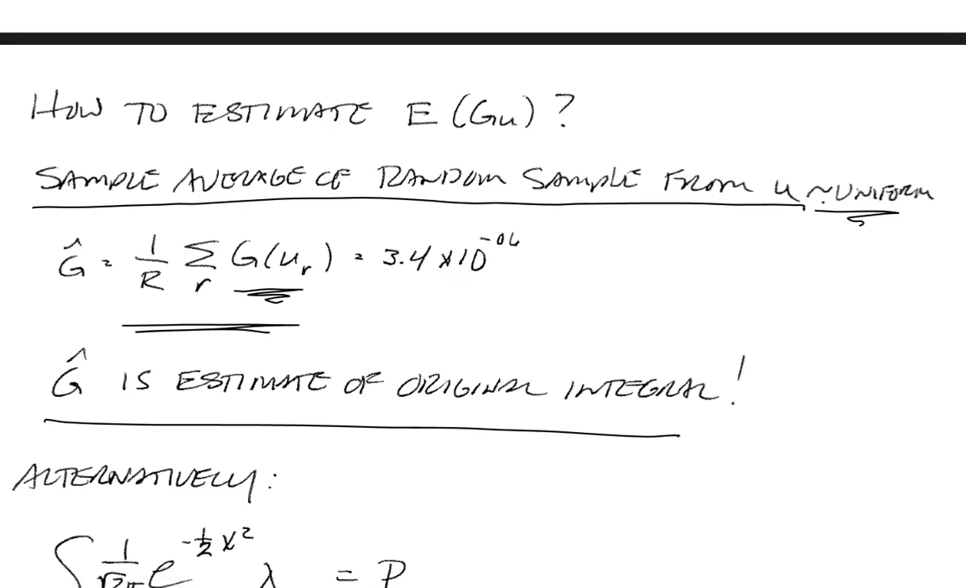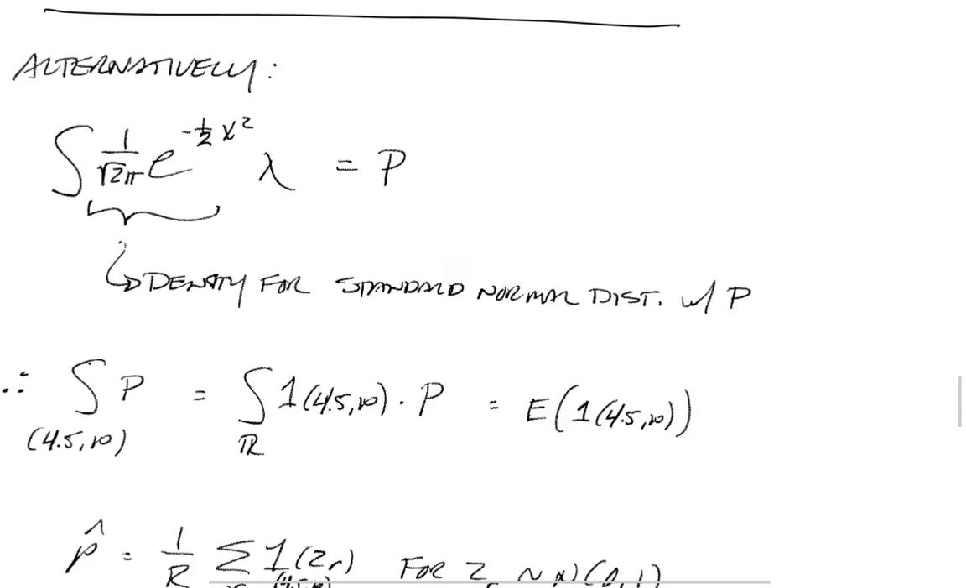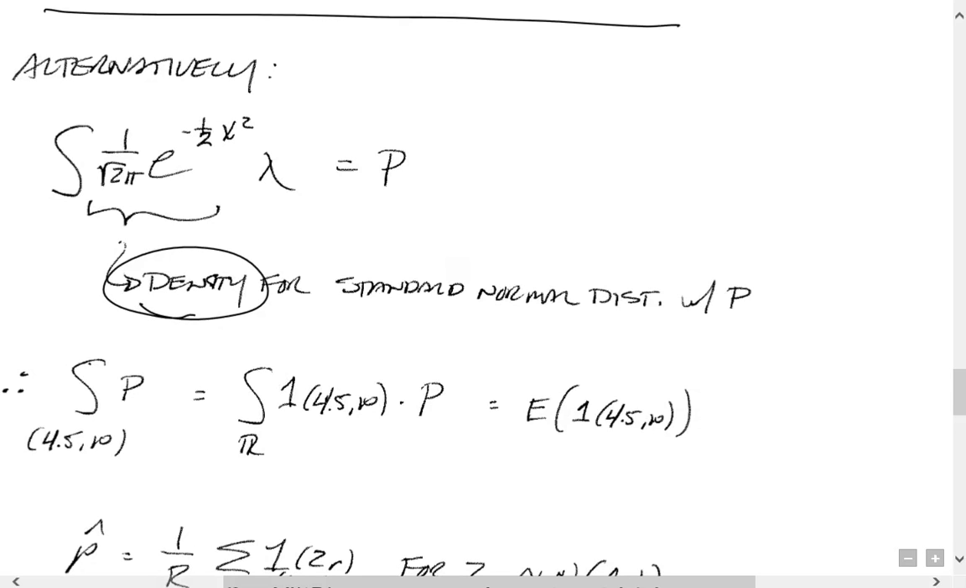Now to do that, we had converted this to a unit interval. Don't necessarily have to do that. We could also observe that our original integral happened to be a density for a standard normal distribution.